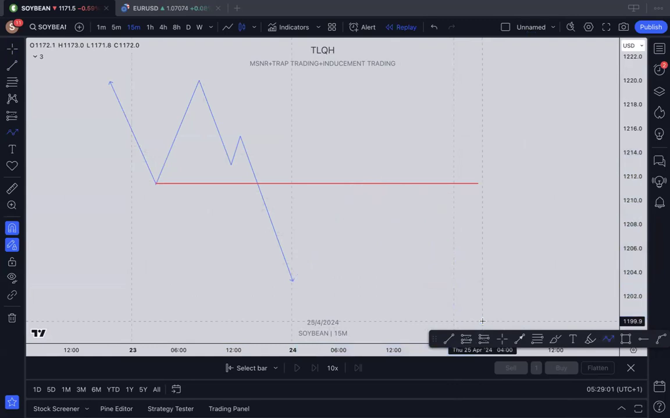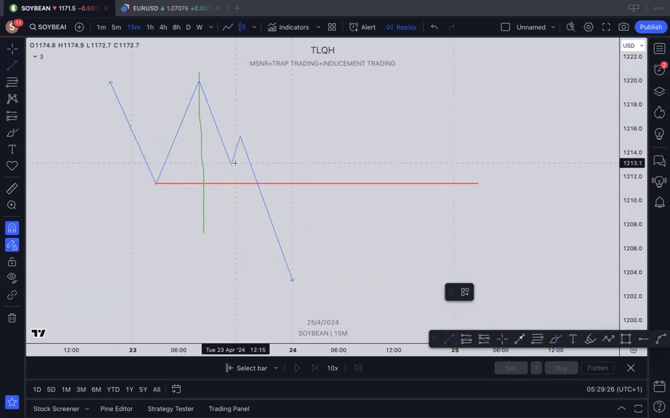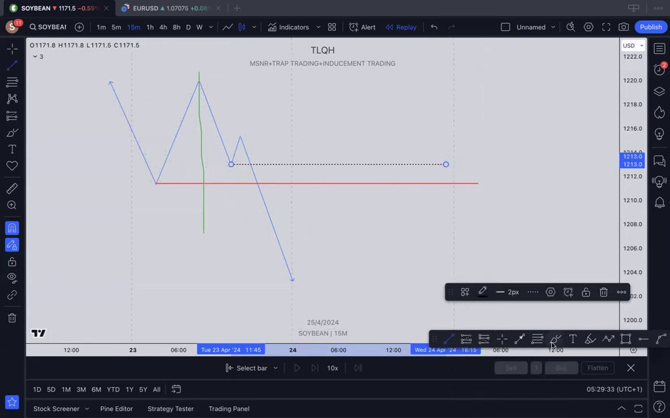Now, if you want to take a risk entry, what we can do is look for a 15-minute MSNR above this H4 level. So say for example, after this line here, this is 15-minute now. In this case, we would be looking at this level here.